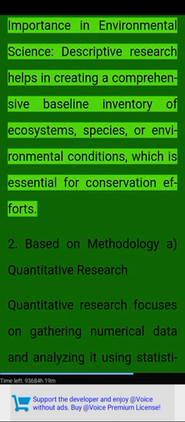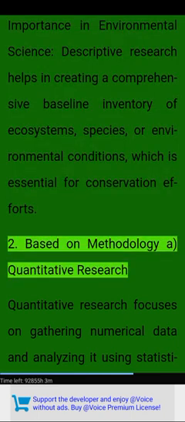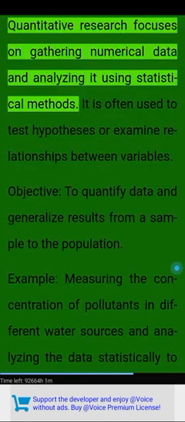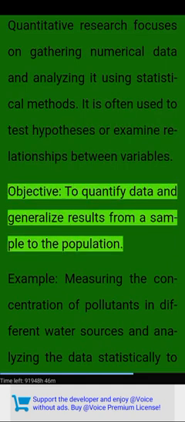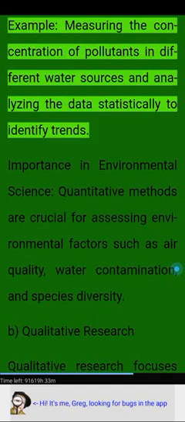Importance in environmental science. Descriptive research helps in creating a comprehensive baseline inventory of ecosystems, species, or environmental conditions, which is essential for conservation efforts. 2. Based on methodology. A. Quantitative research. Quantitative research focuses on gathering numerical data and analyzing it using statistical methods. It is often used to test hypotheses or examine relationships between variables. Objective: to quantify data and generalize results from a sample to the population.